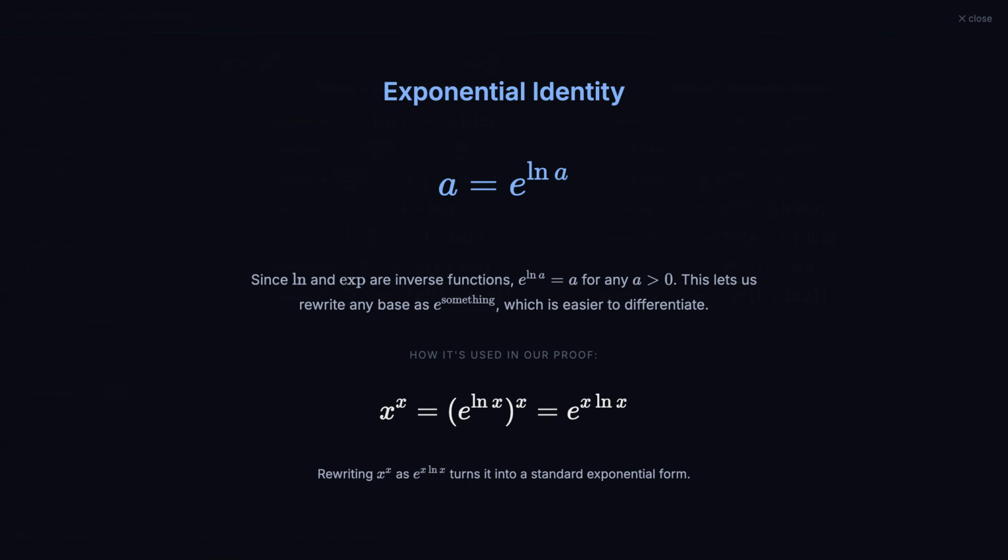The exponential identity. Any positive number a equals e to the log a. This simple fact is what powers all of method 2. It let us rewrite x to the x as e to the x log x.